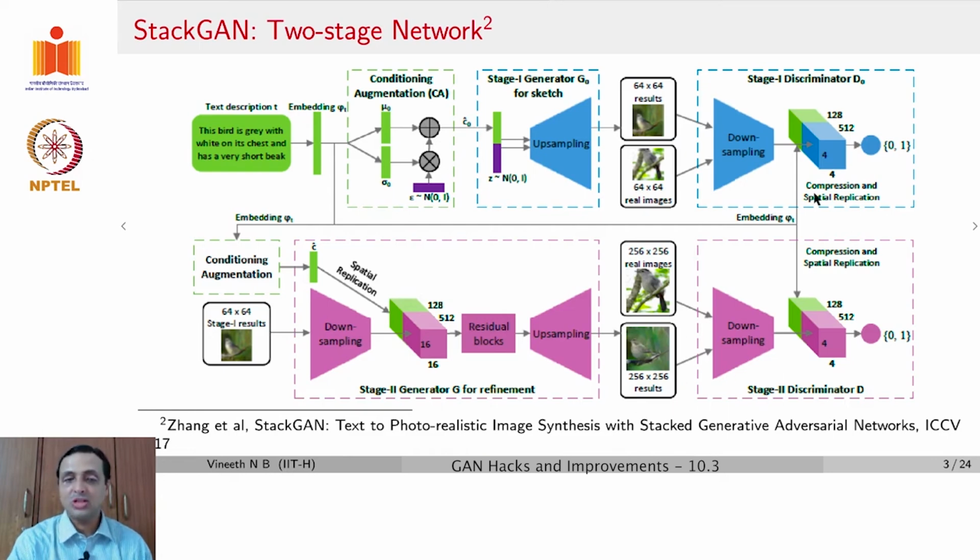Now that goes to the second discriminator, where you give the generated 256 cross 256 image and one of the real 256 cross 256 images. Once again, the output of the downsampled representation is concatenated with the text embedding, and the discriminator has to classify each such tuple as real or fake.